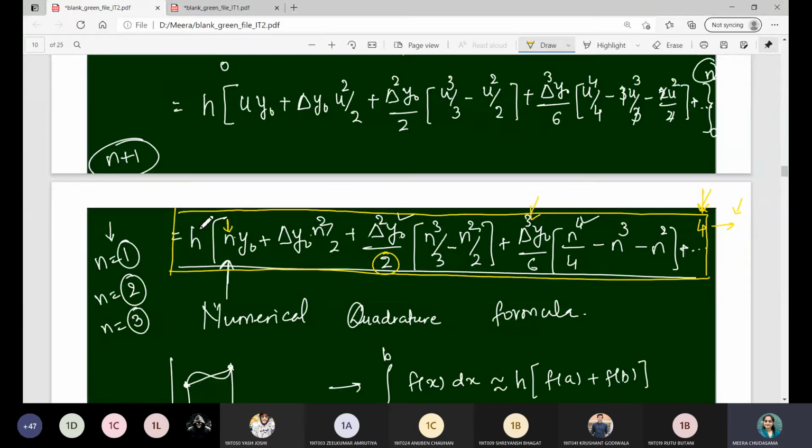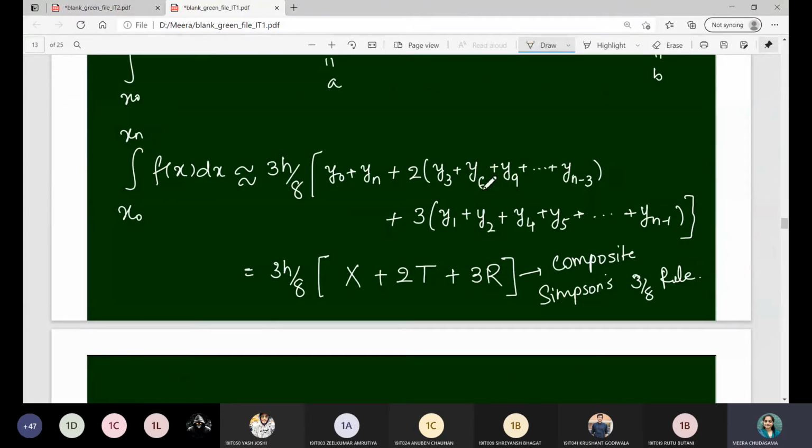When you do the computations, you will find that whenever the y value has a suffix that is a multiple of 3, it occurs twice, whereas all other remaining values occur thrice in the expression. That's why the composite Simpson's 3/8 rule has this formula. Okay, so all of you are clear about what the trapezoidal rule, Simpson's 1/3 and 3/8 rule from numerical quadrature are? Yes or no? Please raise your hand if you are saying yes.